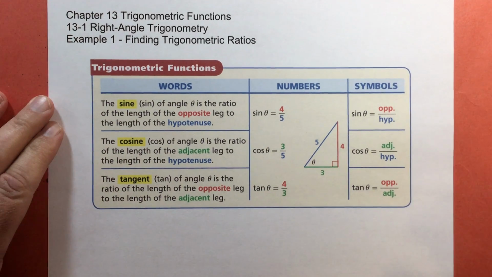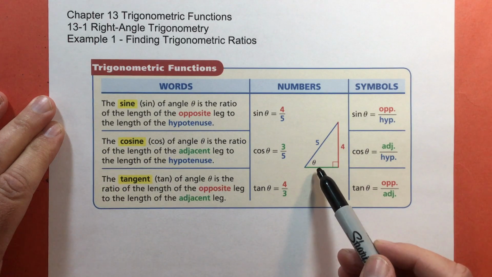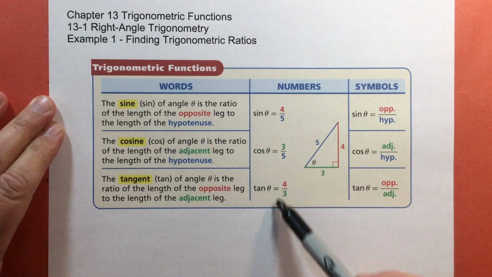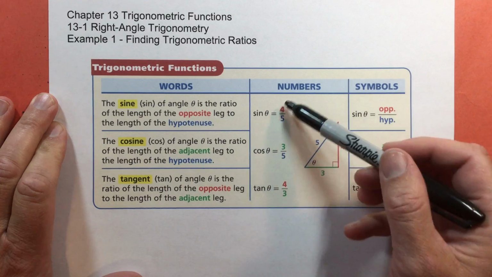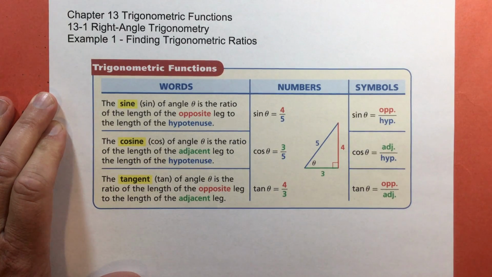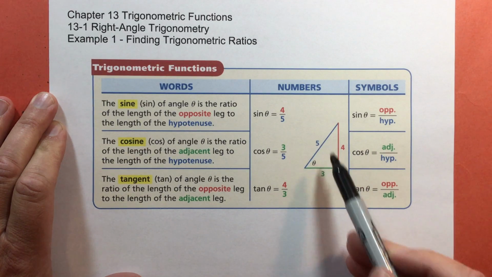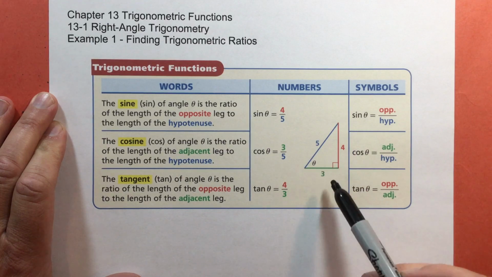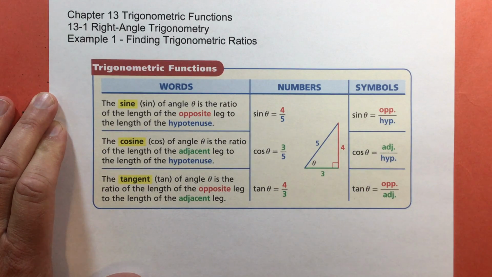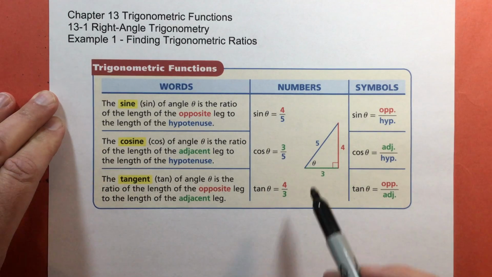So if I look at this triangle right here, I can see that I've got 3 sides, and I can make 6 ratios, but here's the big 3. The other 3 are just the reciprocals of those. We'll talk about those in a later video. So I can choose to do 4 over 5, 3 over 5, or 4 over 3. I can also do the reciprocals, but hold on to that for just a little bit.